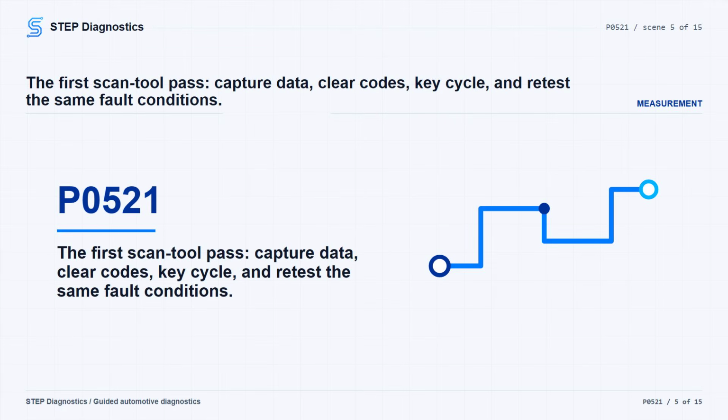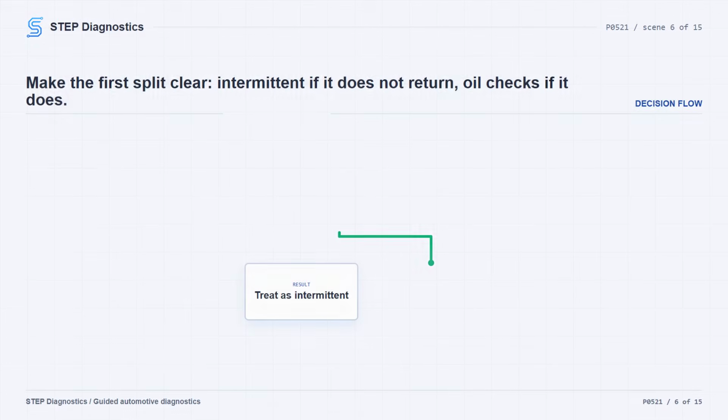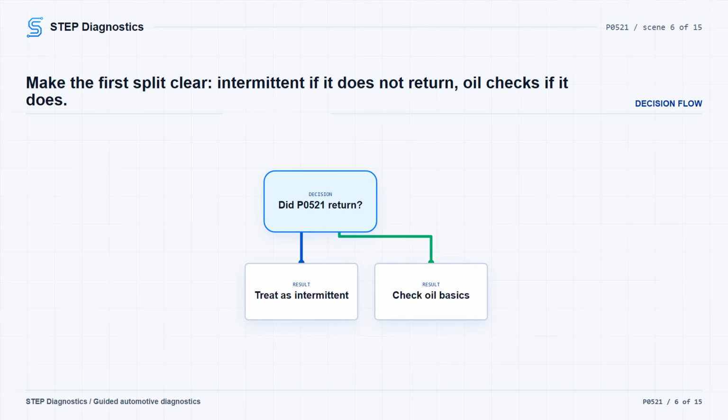First, use the scan tool to read codes in all electronic control units and record the data. If other codes are present, check what they mean first instead of treating this one in isolation. Save the vehicle scan report and the recorded data, then erase the codes. Turn the ignition off for a minimum of 10 seconds, turn it back on, and operate the vehicle under the same type of conditions that set the fault. Then read codes again. If P0521 does not return, handle it as an intermittent condition. If it does return, move into the oil and mechanical checks.